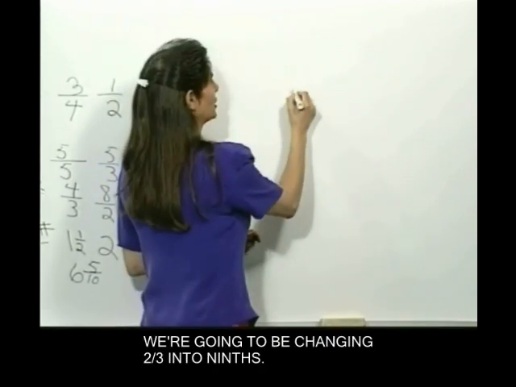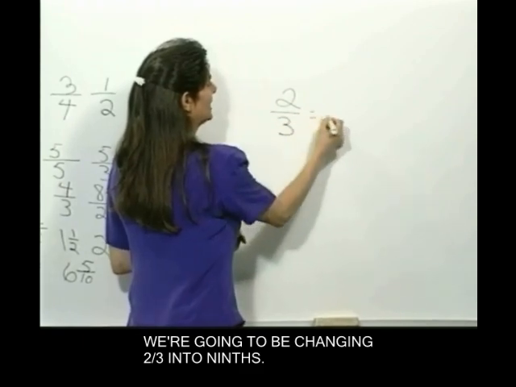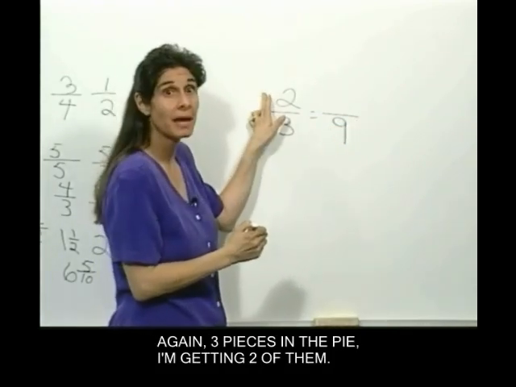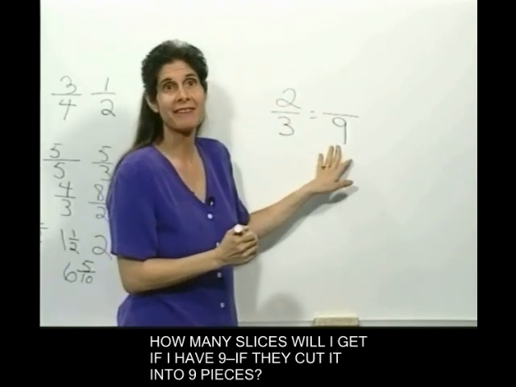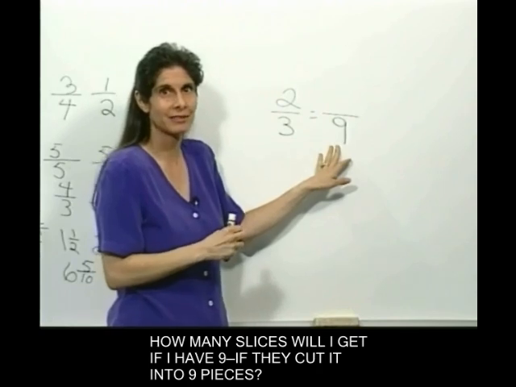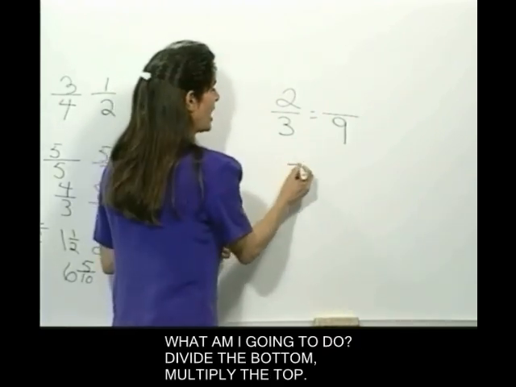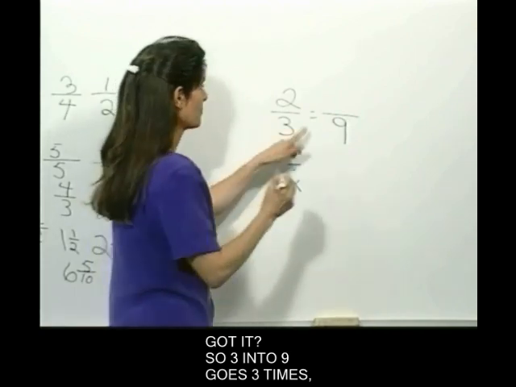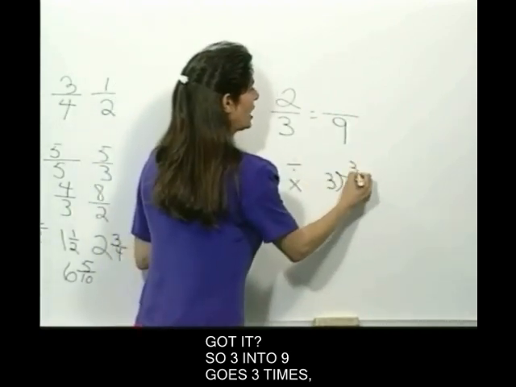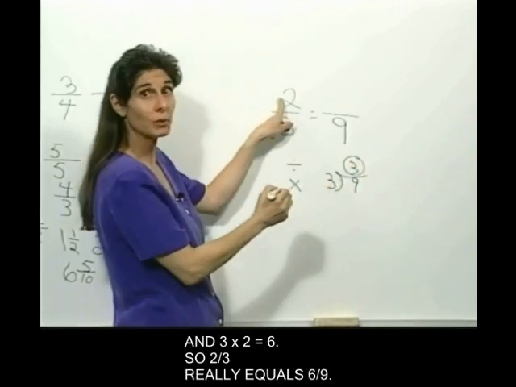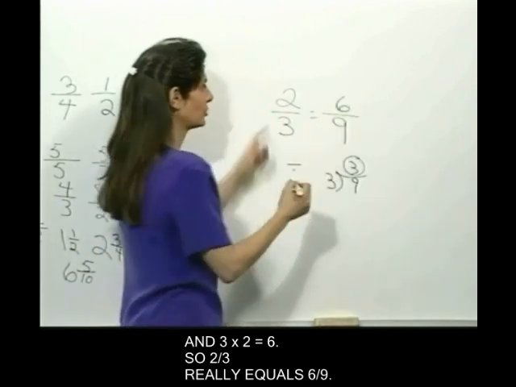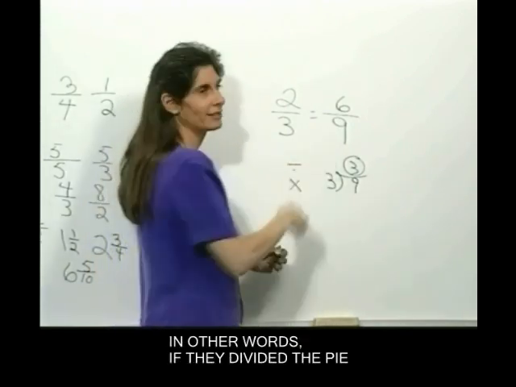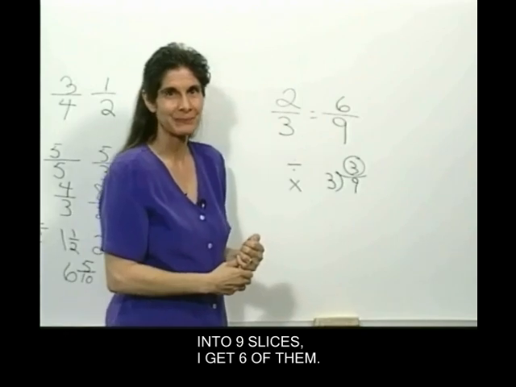We're going to be changing 2/3 into 9ths. Again, 3 pieces in the pie. I'm getting 2 of them. How many slices will I get if they cut it into 9 pieces? What am I going to do? Divide the bottom, multiply the top. Got it? So 3 into 9 goes 3 times. And 3 times 2 is 6. So 2/3 really equals 6/9. In other words, if they divided the pie into 9 slices, I get 6 of them. Let's try it again.